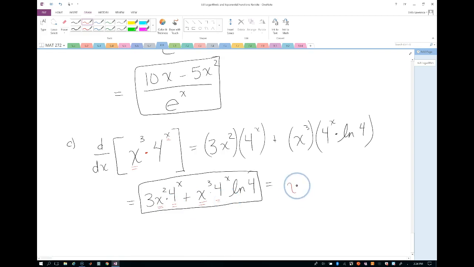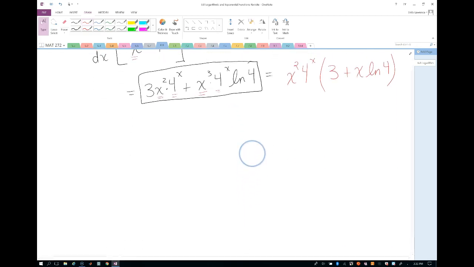So we could factor out x squared 4 to the x. If we did that, all we'd have left is 3 plus x natural log of 4. It's the same exact thing, it's just factored, and it's really not necessary, but it's possible.